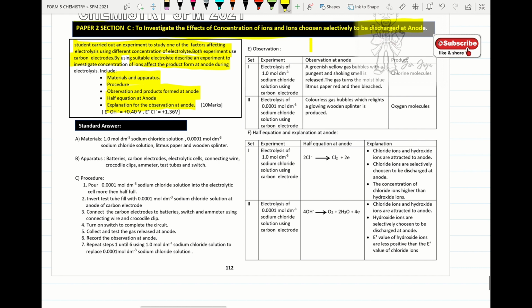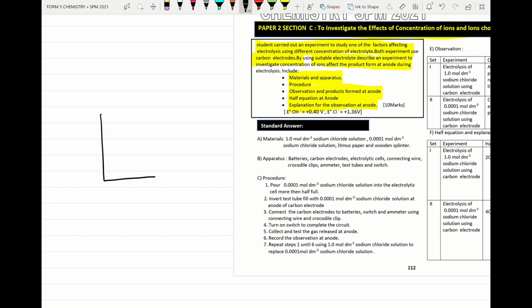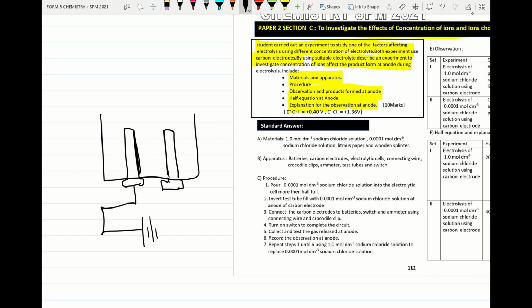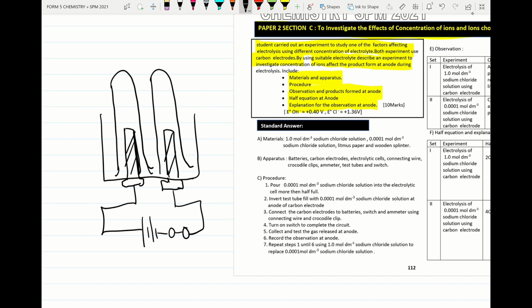All right, so how to do this experiment? We need the electrolytic cell, so I draw the electrolytic cell. No need to draw the experiment setup in the question, since they never ask. Just sketch the apparatus setup to get the material and apparatus. We need a switch here. So this is the experiment setup. The carbon electrode is here. At the anode, the gas is collected, so putting the test tube at the anode is very important. If you want to put one at the cathode, that also can. This is the experiment setup that students should write.